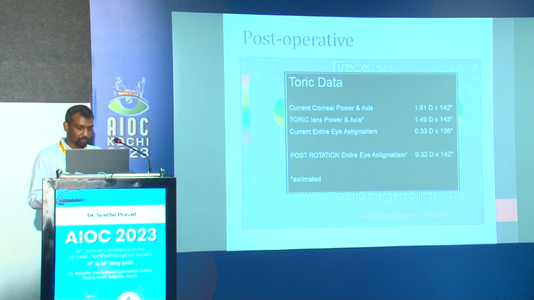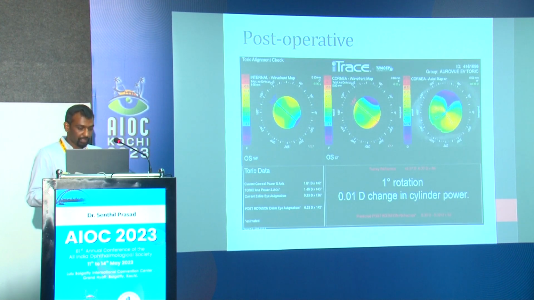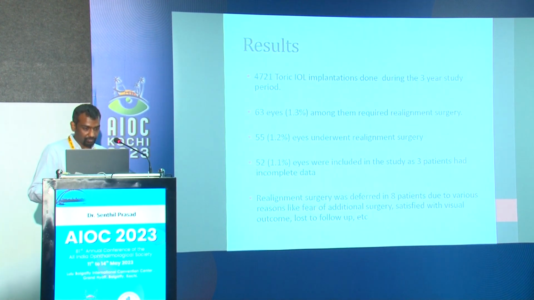The same data shows the corneal astigmatism, the IOL power, and the astigmatism correction of the IOL and at what axis it is. It shows the IOL is at 140 degrees now. When you see the data over here, it suggests only 1 degree rotation, which means the toric IOL is almost aligned to its perfect axis.